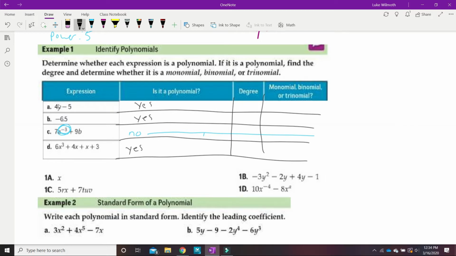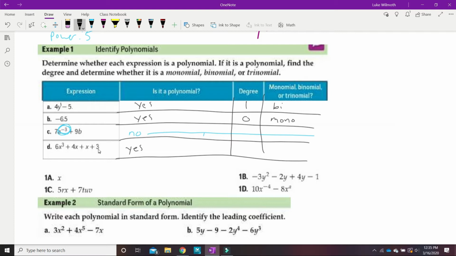Okay, the degree on this one, the highest power is 1 because that's y to the first power. Is it a monomial or a binomial or a trinomial? It has 1, 2 terms, so it is a binomial. Next, this one has no variable. So that's the same as x to the 0 because x to the 0 is 1. So I'm going to say this has a degree of 0. And it only has one term, that is a monomial.